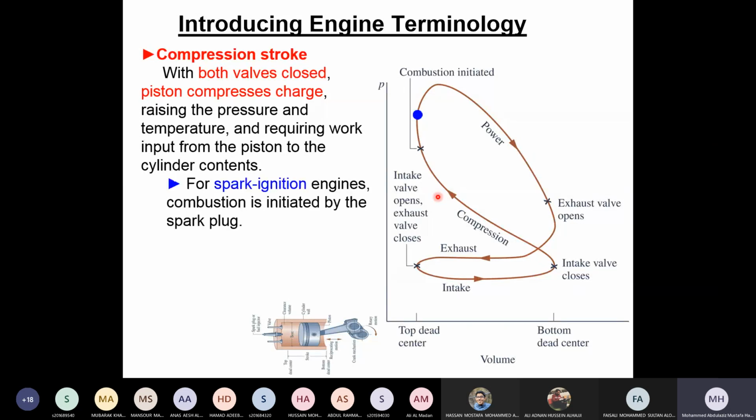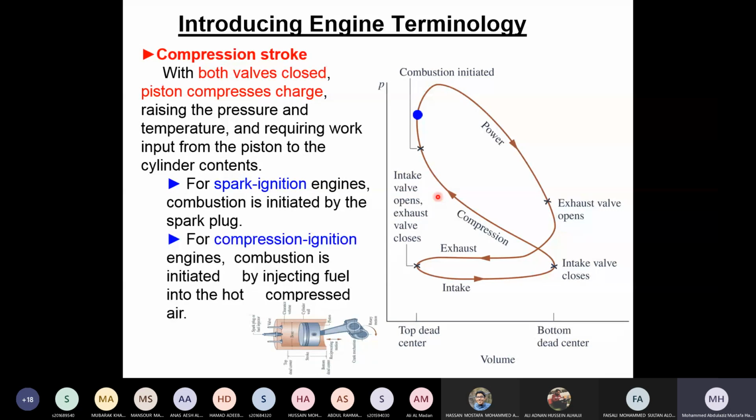Then we have the difference between spark ignition and compression ignition. If this is the spark ignition, the gasoline engine, you have a mixture here. In the compression ignition, the diesel engine, you have only air here. So the only difference is the charge.